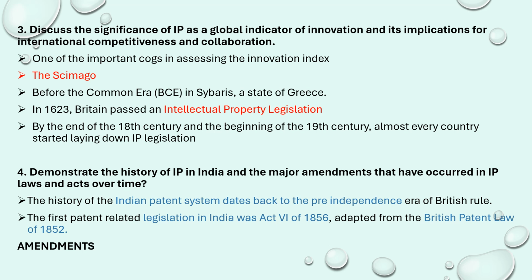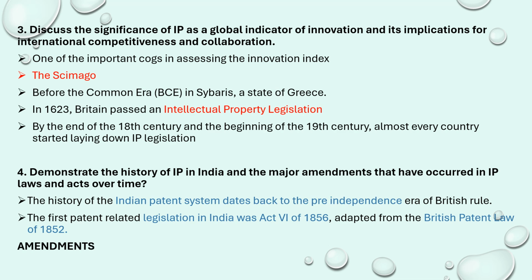Fourth question, demonstrate the history of IP in India and major amendments that have occurred in IP acts over time. So history is nothing but when the patent era started. So it is during the British rule, pre-independence. The first legislation in India was Act 6 of 1856, which was adopted from British patent law.